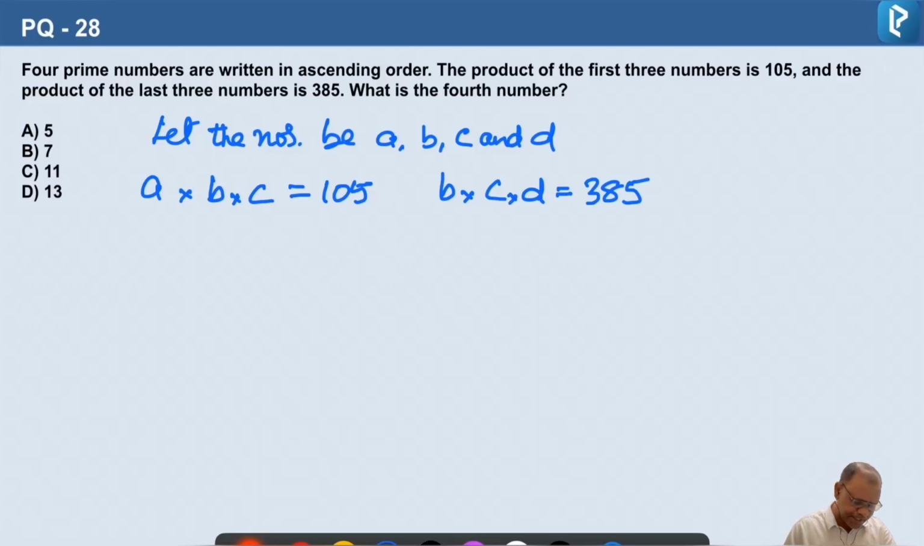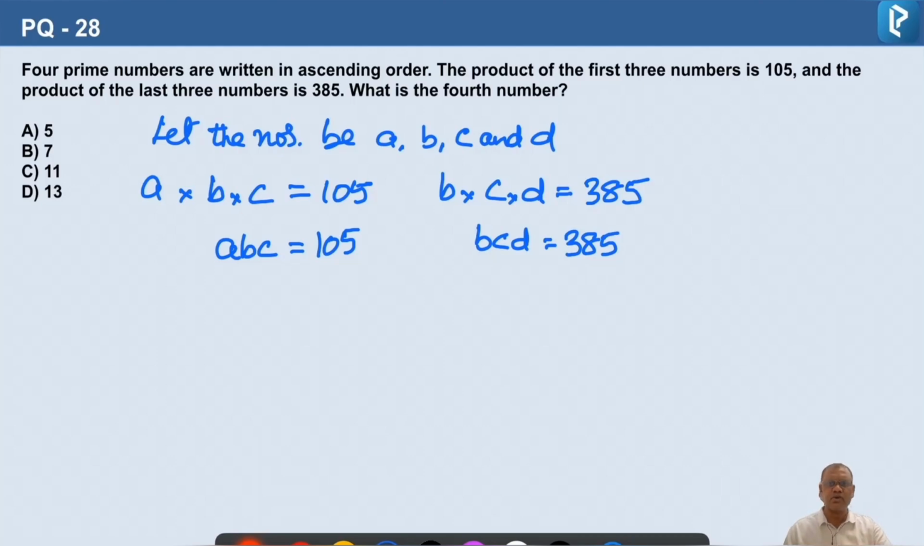So A into B into C is ABC and B into C into D is BCD. This is asking us to find out the fourth number. So what is the HCF for ABC and BCD? The common variables are B and C. So that will be the HCF. For variables, the HCF is BC. And now for values, what is the HCF?